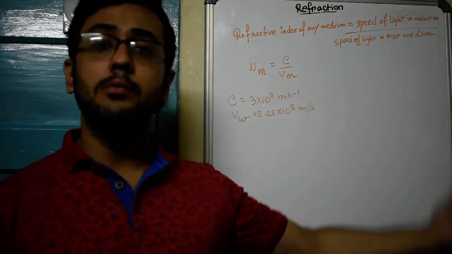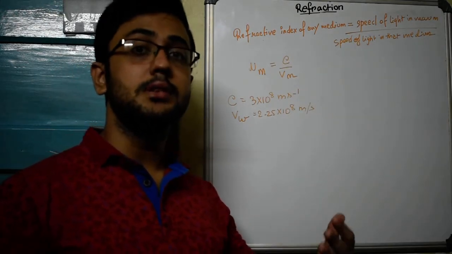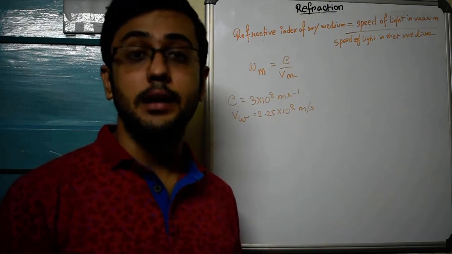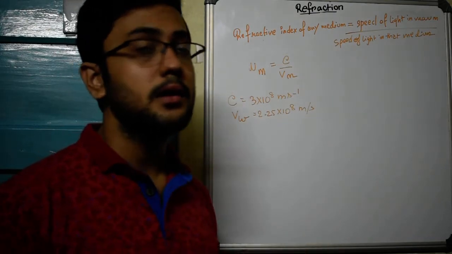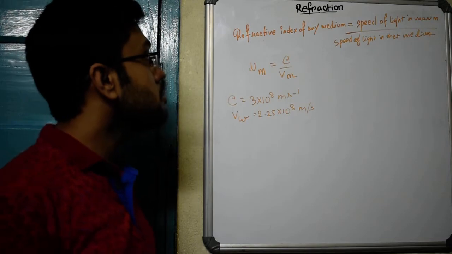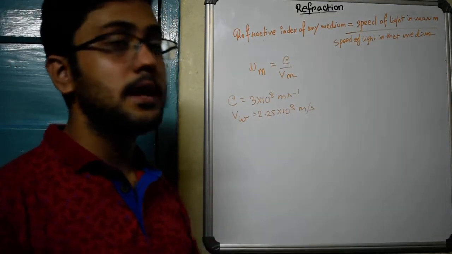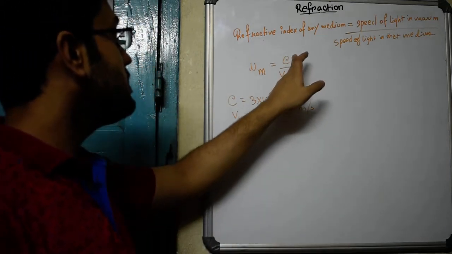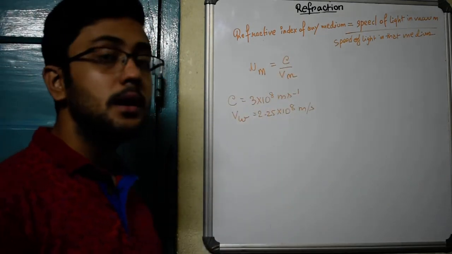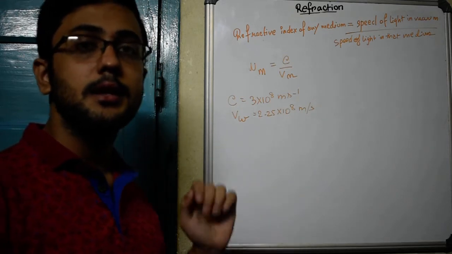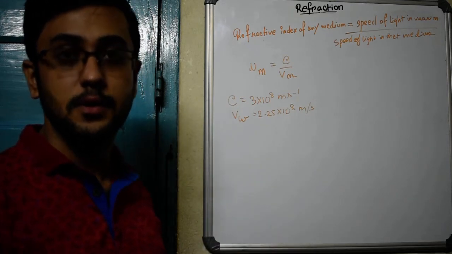Now how this formula came into being, like how is it related to sin i and sin r, you will be studying in higher classes. But right now, what you need to know is that the refractive index for any medium is equal to the speed of light in vacuum, which is c, that is 3 × 10⁸ meter per second, divided by speed of light in that medium whose refractive index we are finding out.